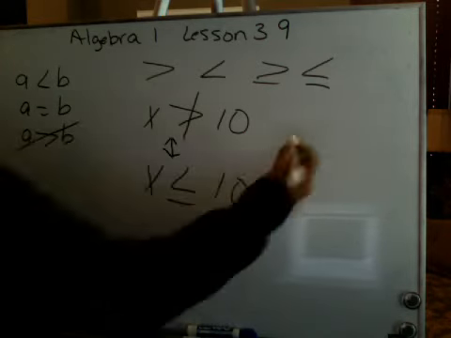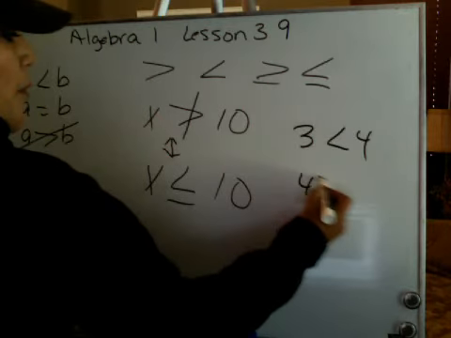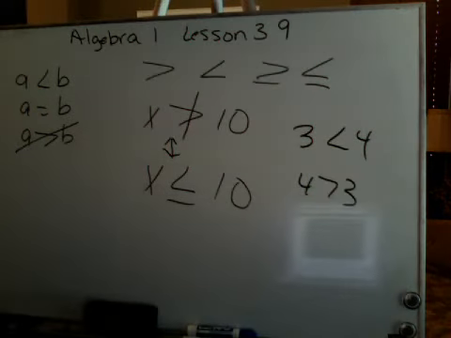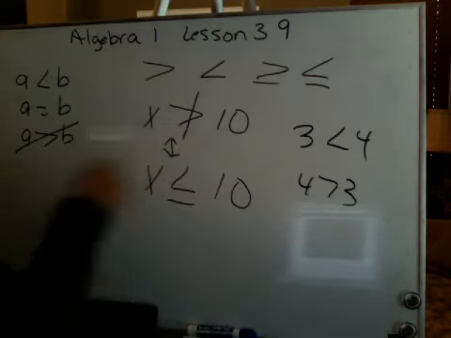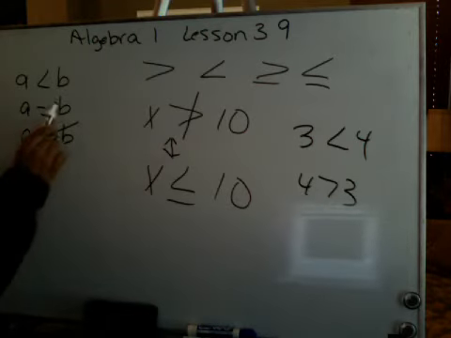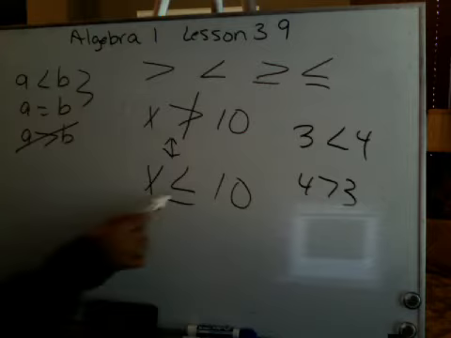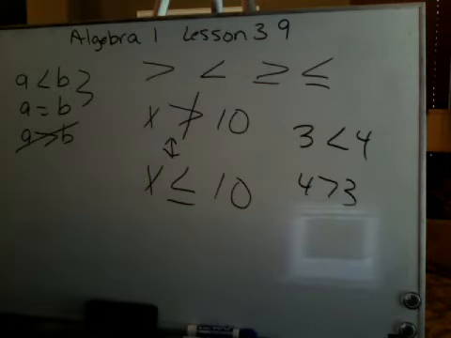The way you want to think of it, remember when we said 3 is less than 4, we can also say 4 is greater than 3. They look different, but they mean the exact same thing. You read from left to right. So this says x is not greater than 10. If you look at the three possibilities, if it's not this one, then it's one of these two. So then you can flip it and say x is less than or equal to 10.